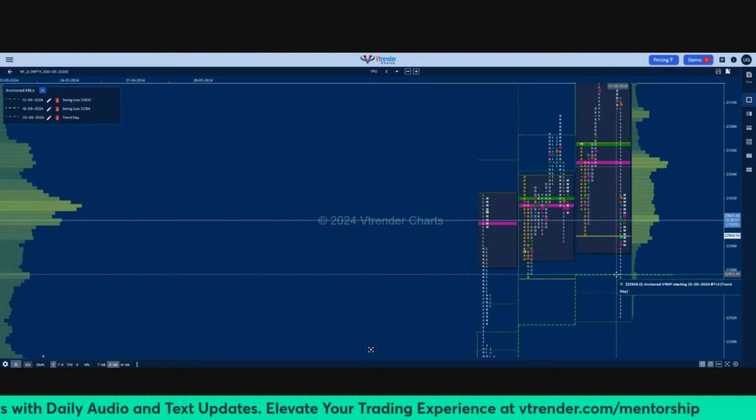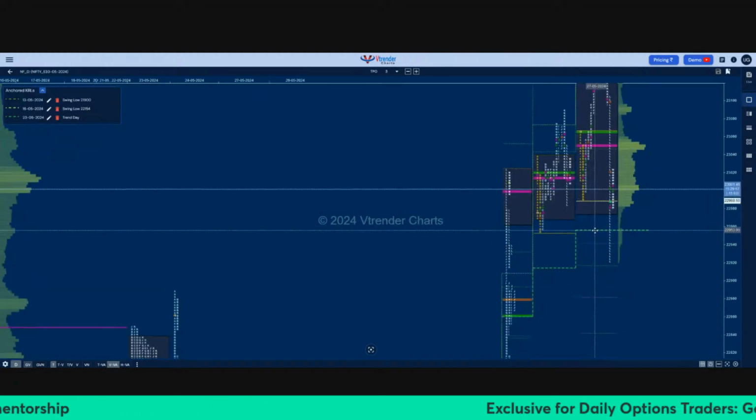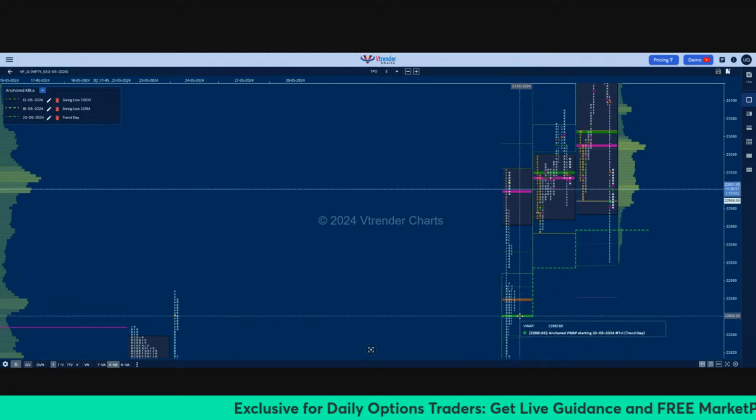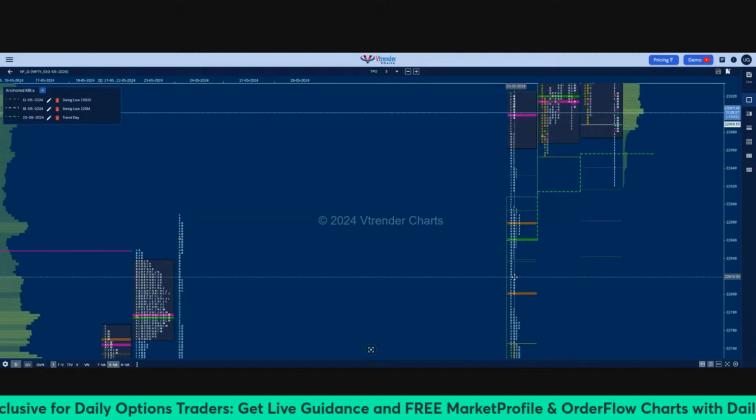So now this anchored VWAP has come up to this level after today's auction, 22956. So this will be our immediate reference on the downside for tomorrow. So in case we sustain below this, we are looking for a tag of this 22861, which is the trend day VWAP, and these lower extension handles from the trend day.